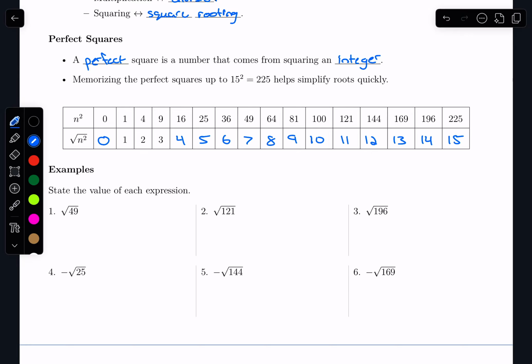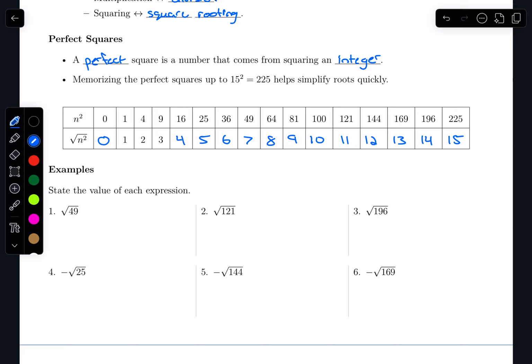Now, it's not that square roots or perfect squares don't exist beyond that. It's just that these are the ones that come up enough that it's probably worth committing to memory. For any numbers that are bigger than this, once we get past 15, we generally just use a calculator, and we'll be doing some of that later on. But for the small ones that show up all the time, we should be able to just really quickly jump to an answer.